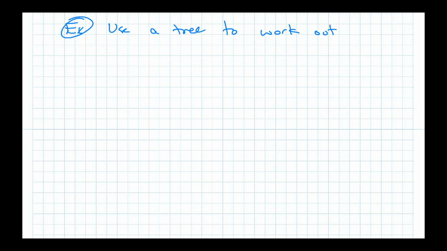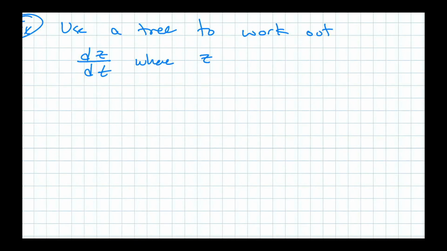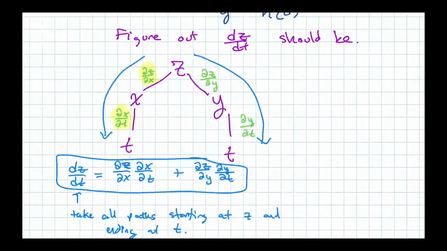So let's say we use a tree to work out dz dt again. But here's what we're going to do. It's going to be more complicated. I'm going to say z is actually going to be a function of x and y and t. Okay, and then I'm going to say that x. Oh, and by the way, let me just go up here a little bit.